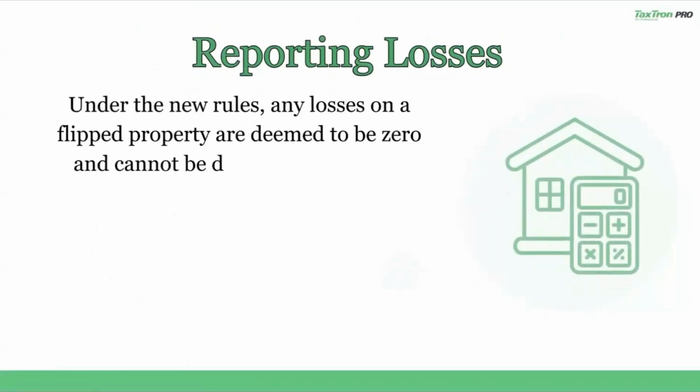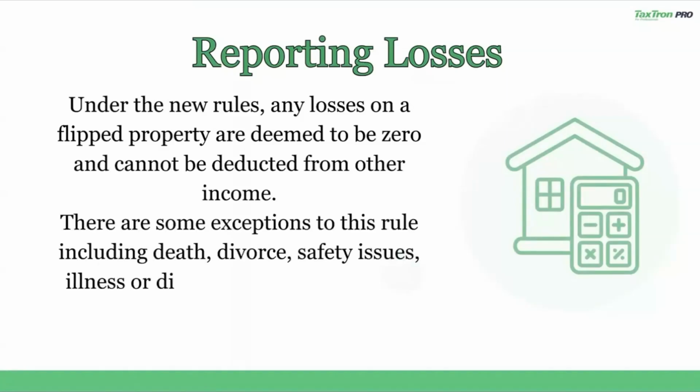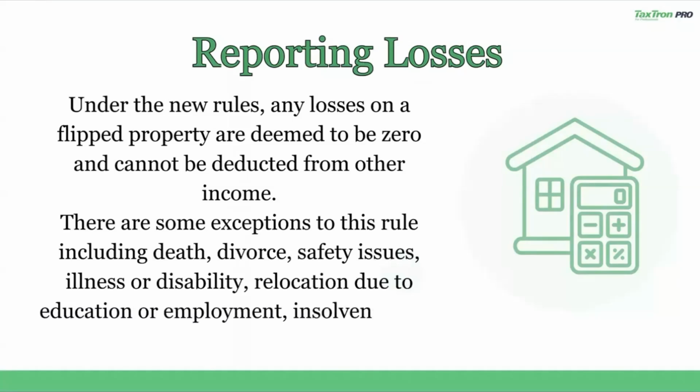Under the new rules, any losses on a flipped property are deemed to be zero and cannot be deducted from other income. There are some exceptions to this rule, including death, divorce, safety issues, illness or disability, relocation due to education or employment, insolvency, and a few others. If you want to learn more about these exceptions, you can read about them directly on the CRA website.